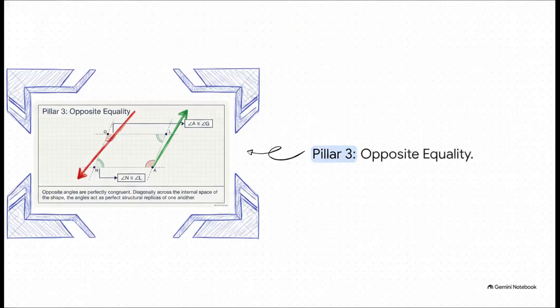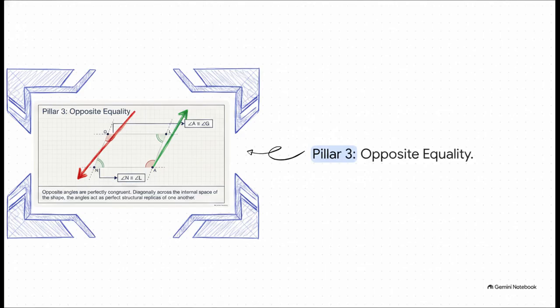Moving right along, we hit pillar 3, opposite equality. Now, just like the sides mirror each other, the angles do the exact same thing, but diagonally across the internal space. So look at that top left corner, the one in red. If you shoot a diagonal line straight through the empty space down to the opposite corner, which is also in red, you'll see those 2 angles are perfectly congruent. They are exact structural replicas of one another, and of course, the exact same thing is true for the 2 green angles.